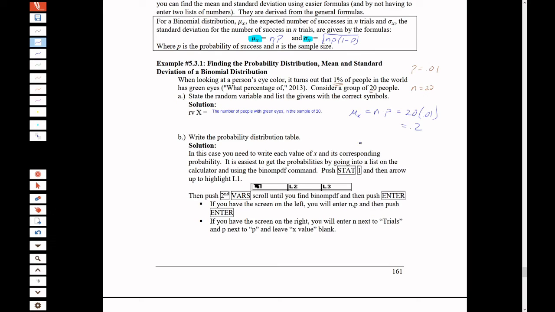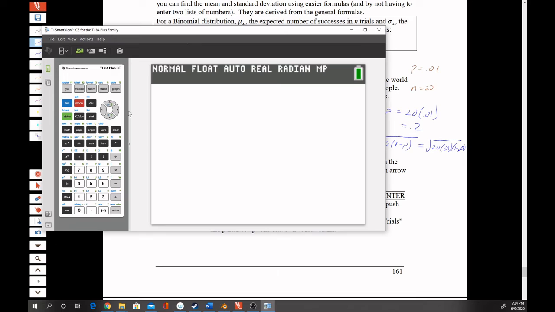Okay, the standard deviation, sigma x, is the square root of n times p times 1 minus p. So that's the square root of 20 times 0.01 times 1 minus 0.01. On our calculator, we would type that as the square root of 20 times 0.01 times, and make sure that the subtraction is in parentheses, 1 minus 0.01.